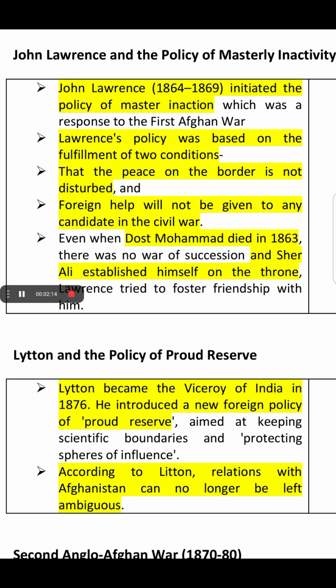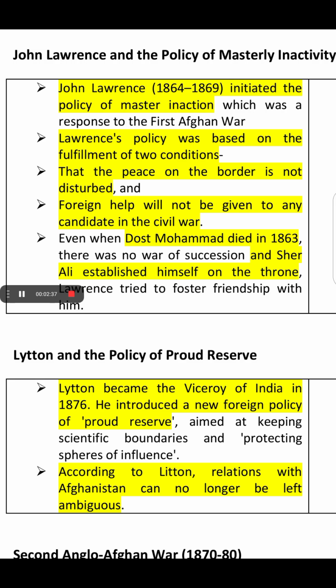So what happened? First, understand who was John Lawrence. He was a British officer who took care of India for the British from 1864 to 1869. And what did he do? He made a special rule called masterly inactivity. It means don't fight if there is no need.